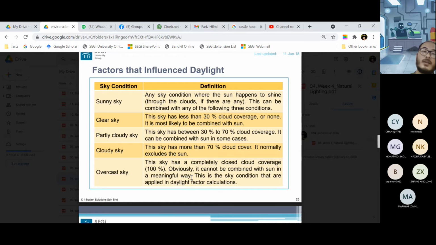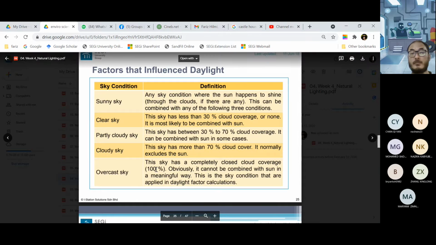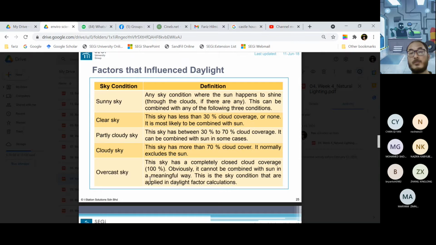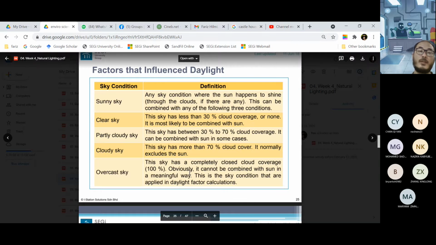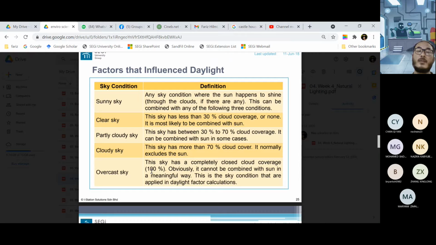This is the sky condition that is applied in the daylight factor calculation. And then also, you already know that when the cloud cover is 100%, a big rain is coming.